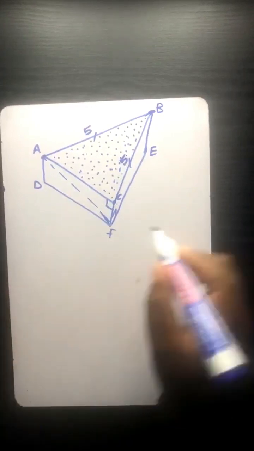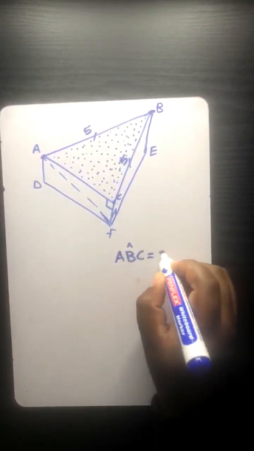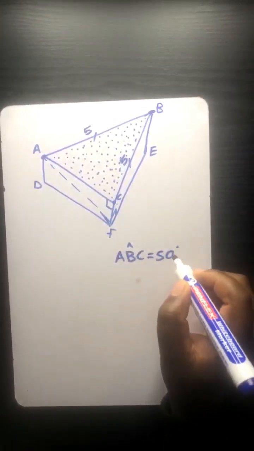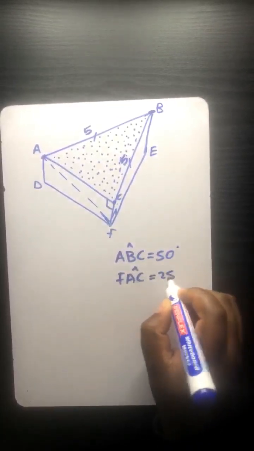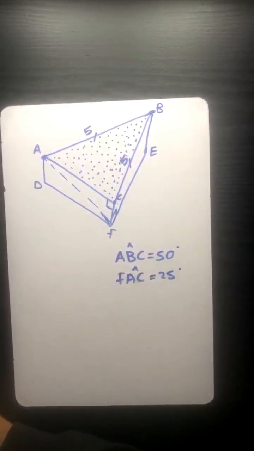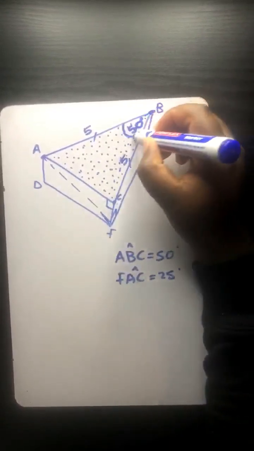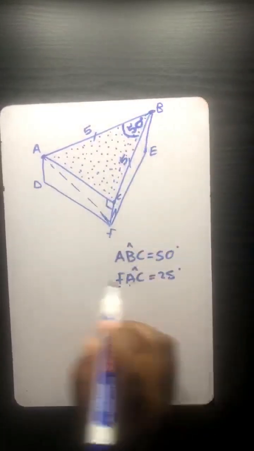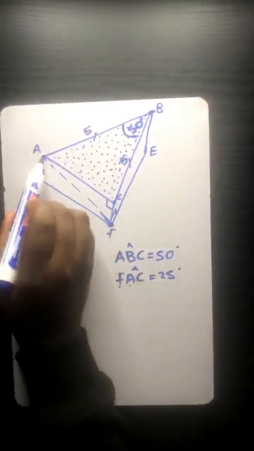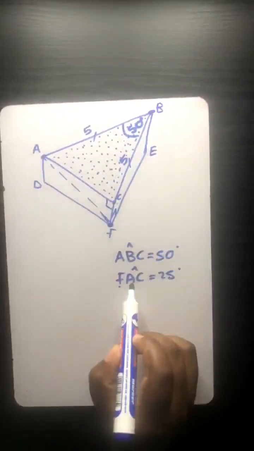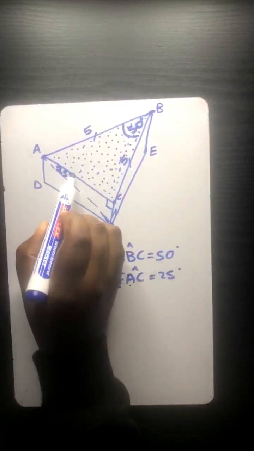Now they say in triangle ABC, angle B is 50 degrees. And in triangle FAC, angle A is 25 degrees. So let's write it there: we have 50 degrees. In triangle FAC, where is F? There's F. Where is A? There's A. Where is C? There is C. Angle A is the one which is 25 degrees, so 25 is actually that angle there.